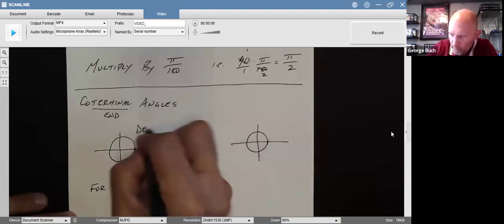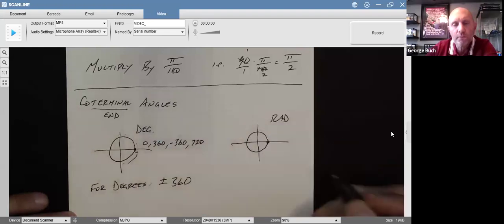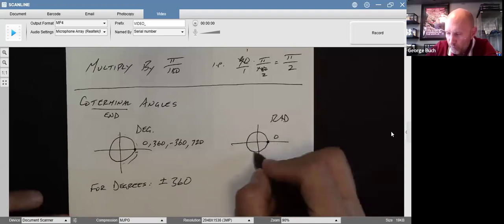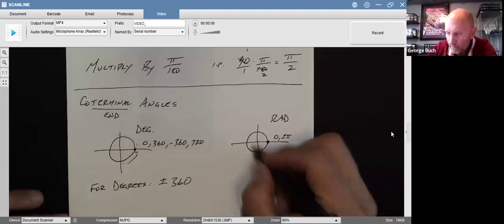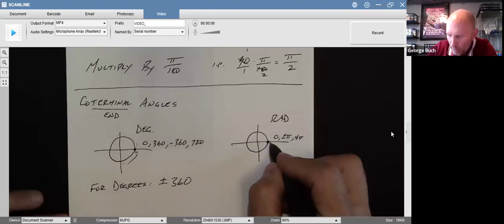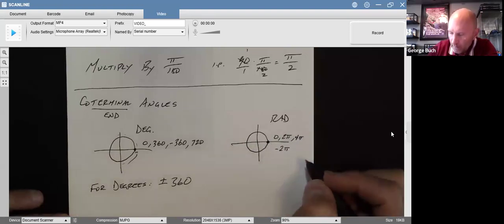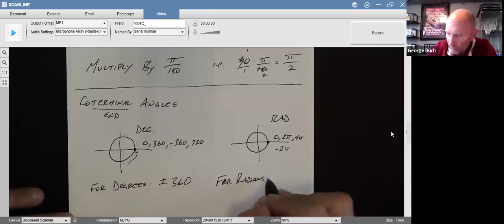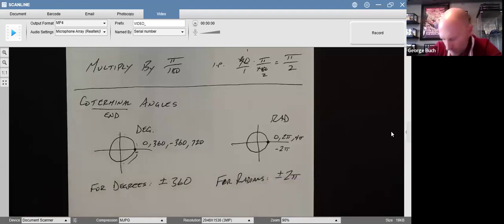Now, this is for degrees. What if we're talking about radians? So let's say I'm over here on the right side at 0 radians. I can go around the circle one whole time, which is 2 pi, or I can go again, which is 4 pi, or maybe I go clockwise, so minus 2 pi, etc. And so, as you've probably just figured out, for radians, we're going to add or subtract 2 pi to the given value.